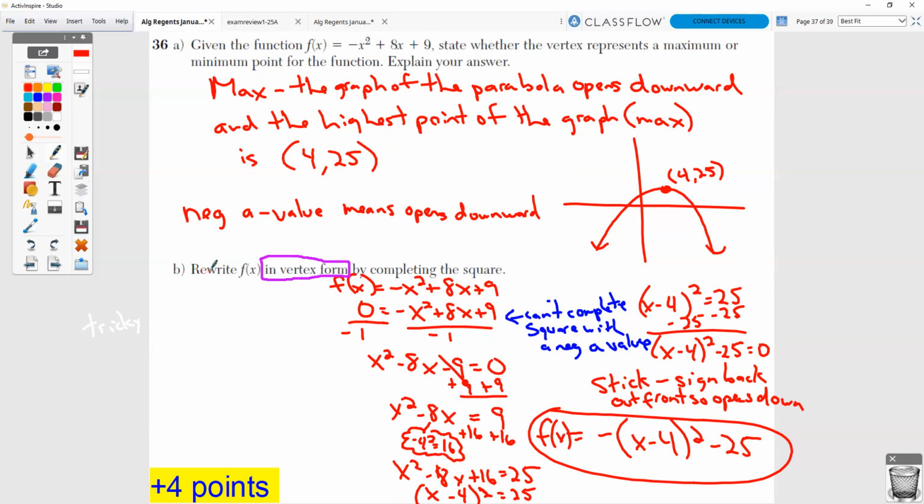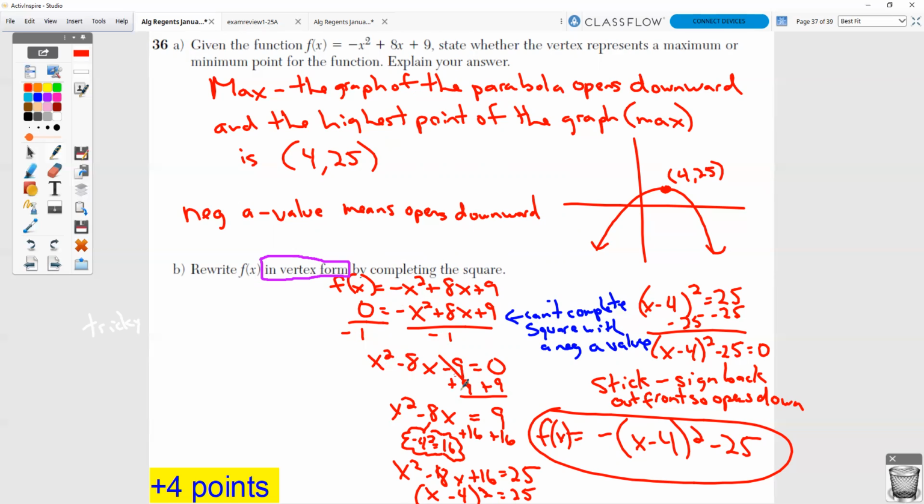In letter B, rewrite f of x in vertex form by completing the square. It says by completing the square, so you have to use completing the square. So you have this equation, which is our original equation. The tricky part of this one, and I highly doubt that most people would get this right, is that when you do completing the square, you can't start off with a negative here. So I have to divide each and every term by a -1 before I even start. That's really, really tricky there.